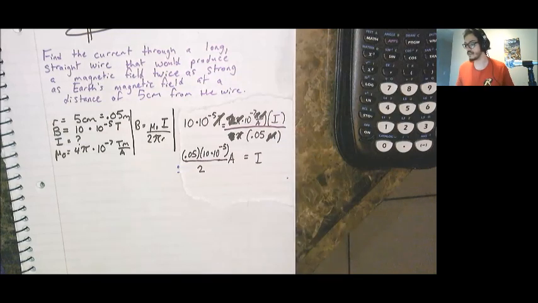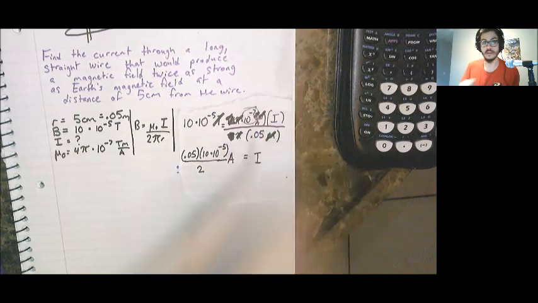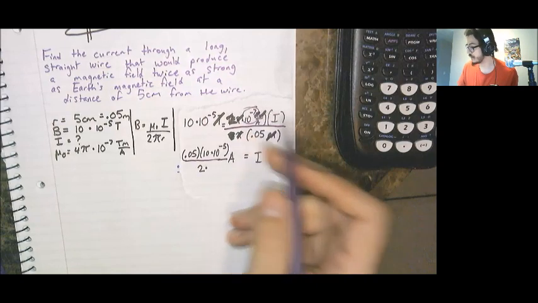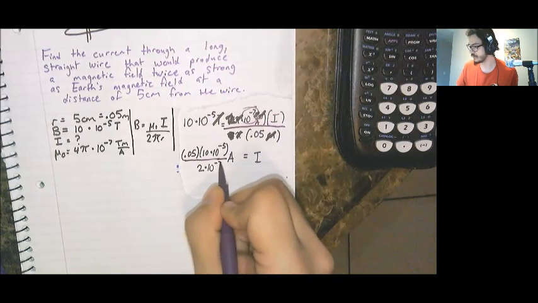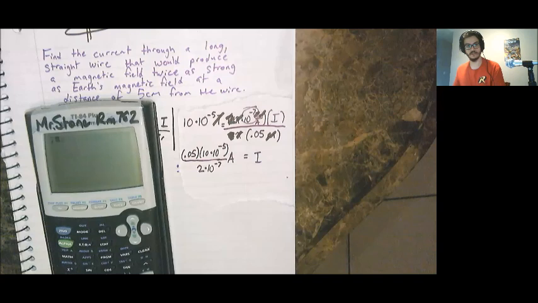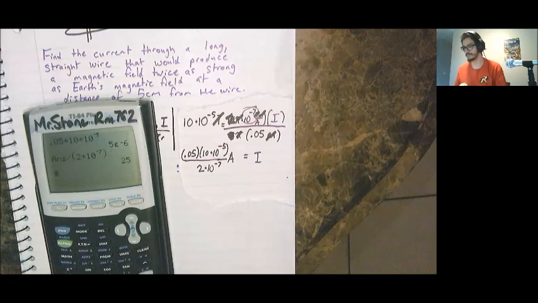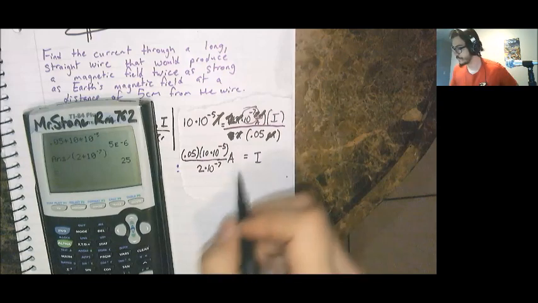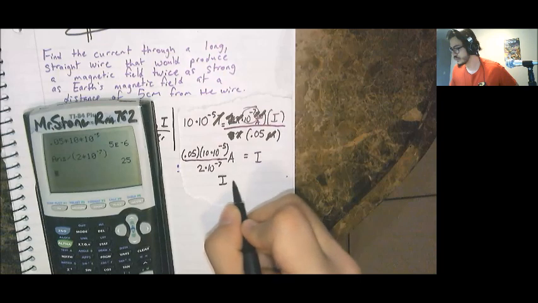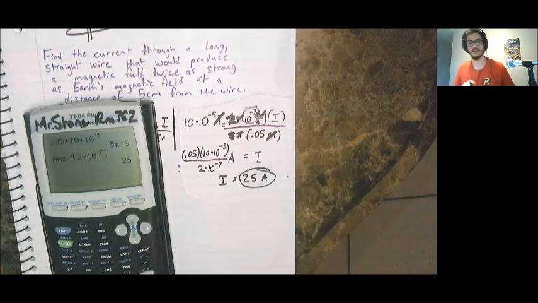Ooh, almost made a mistake there. Do you see what I almost forgot to move? That 10 to the negative 7. That was on the top next to the 2, so it should be on the bottom of the other side. That could have gone wrong. Thankfully, it didn't. 0.05 times 10 times 10 to the negative 5 divided by 2 times 10 to the negative 7. And thus, in order to get this, we would have to put an impressive, actually, 25 amperes through that wire.